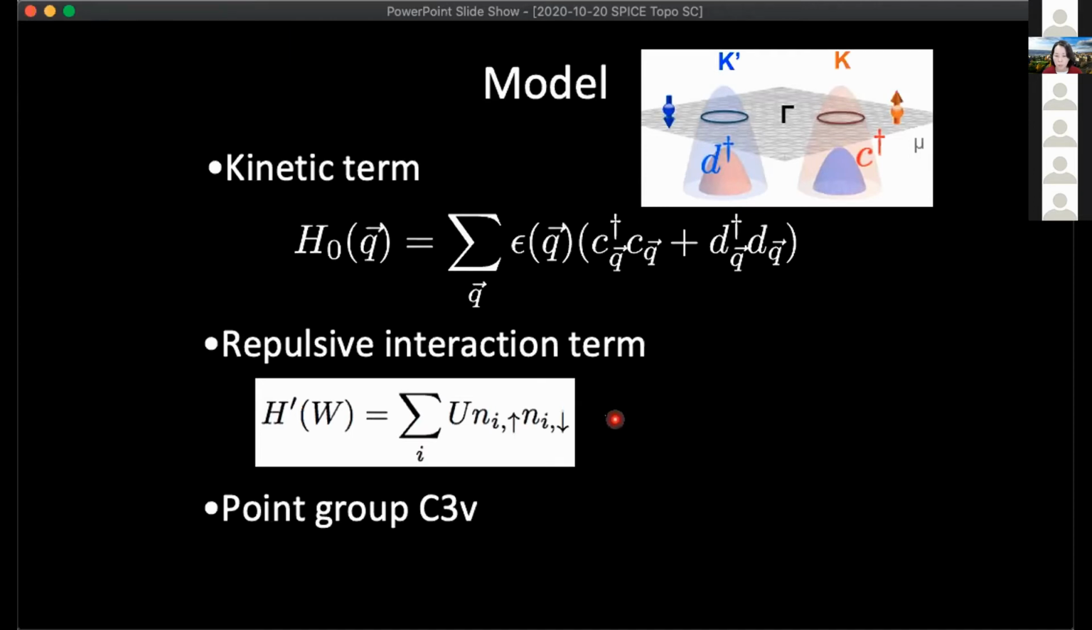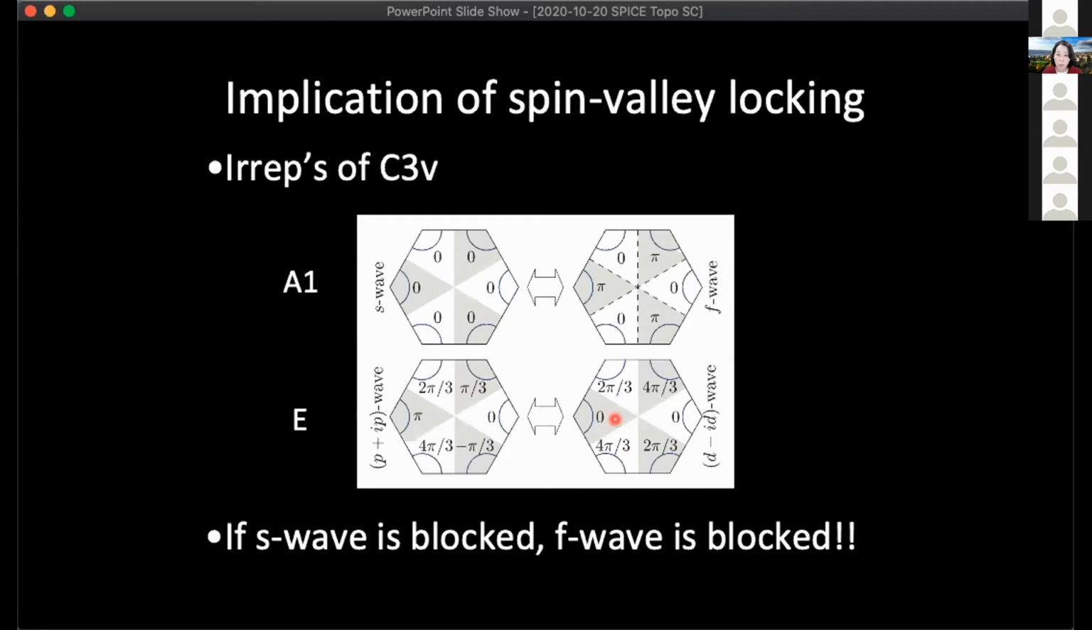Now, the fact that the point group symmetry is C3V, due to the lack of inversion symmetry, is important because that low symmetry means there are only two distinct irreducible representations, A1 and E. What we typically think of as S wave and F wave will mix, and P wave and D wave will mix. So if the repulsive interaction blocks the S wave channel, it also blocks the F wave channel, which is often the leading channel in trigonal symmetric systems.